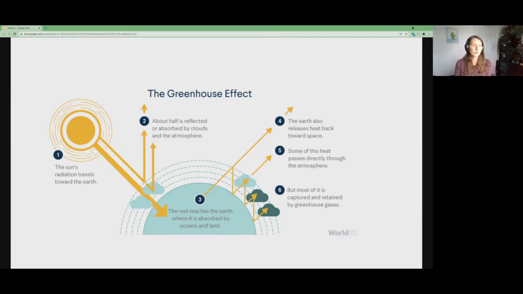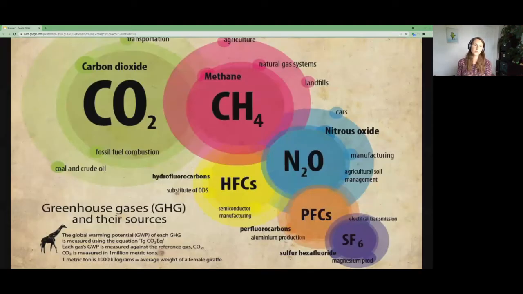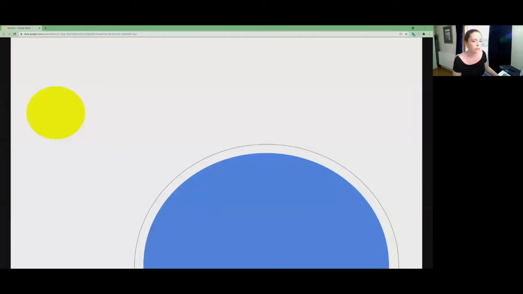Okay, so a really basic diagram of the greenhouse effect, and then an overview of the different greenhouse gases. We mentioned the Kyoto Protocol earlier, and these are basically the 6 gases that were identified in the protocol, of which CO2 and methane are the major ones.